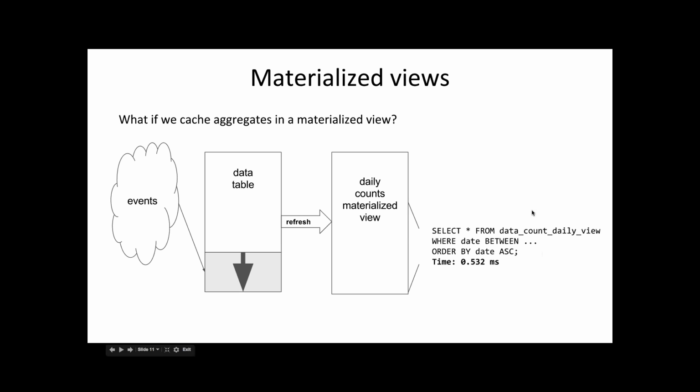And then the dashboard on this end can make queries like select star from this view, where the date is between, let's say, the last 7 days, and order by date, because I want to make a graph. And this query is blazingly fast. Just on a local connection, it'll finish in under a millisecond. So that's great. Our queries are nice and fast.